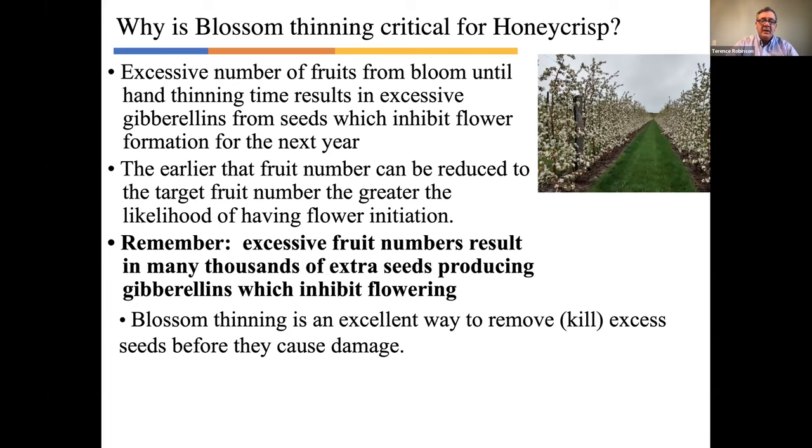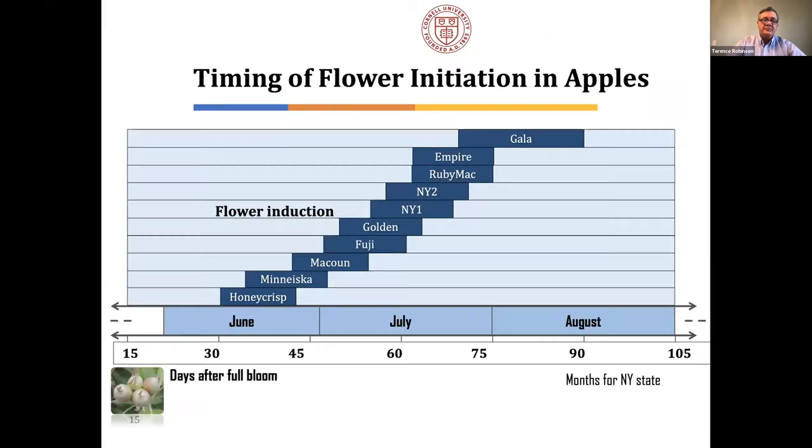cause damage. I will mention that an alternative, which a few growers in Washington do, is to hand thin at full bloom. Go out there by pinching out all the little flowers except one on every cluster. It's very time consuming, very expensive, but some people do it on vast acreages with an army of people because it is an absolutely sure way to eliminate biennial bearing on Honeycrisp.